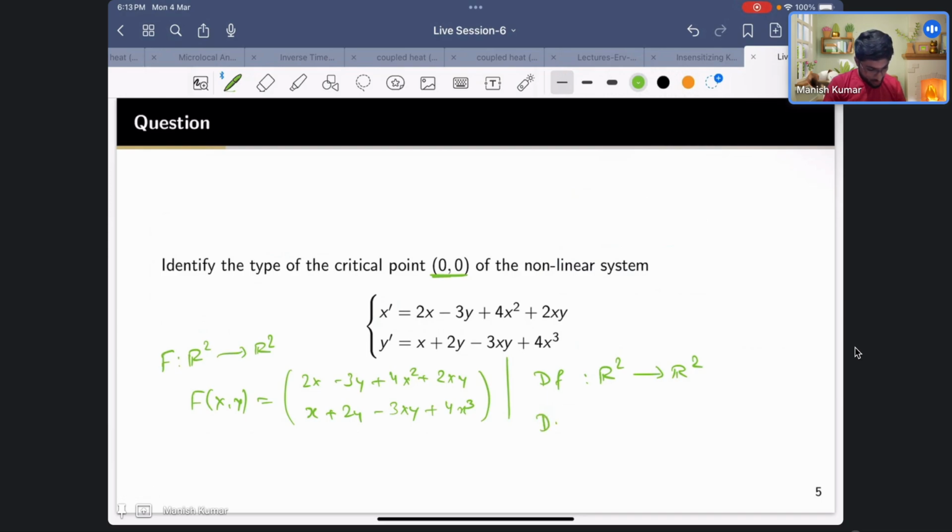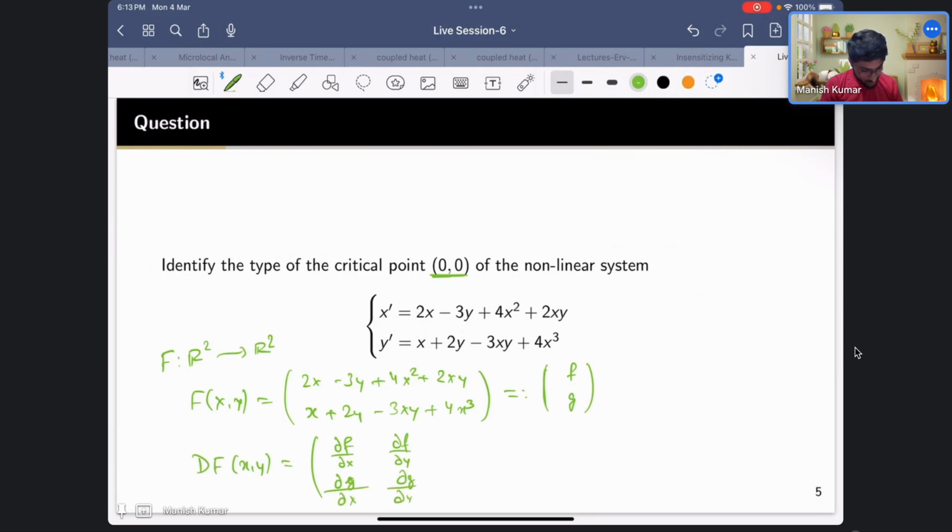So df, if you want to calculate, let me write it here. So df of xy, let me say this is your f, this is your g. So you have del f by del x, del f by del y, del g by del x, and del g by del y. Okay, so this is the Jacobian matrix. So the linearized system is given by y prime equal to df at that equilibrium point.